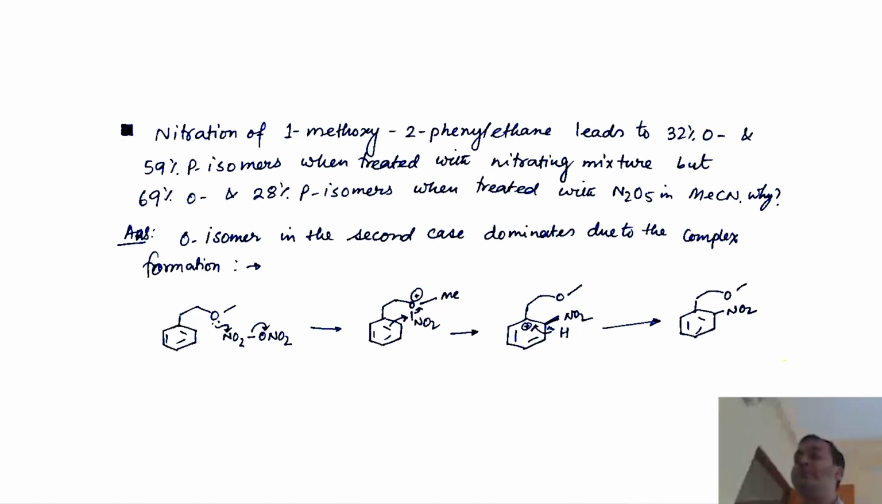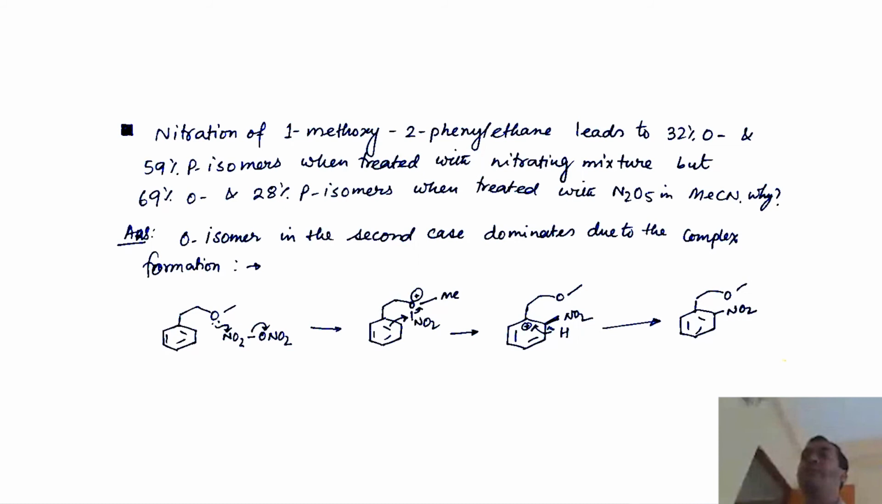Why? So when we are treating with nitrating mixture, the electrophile is NO2 plus, and that can react at either your ortho position or your para position. In the ortho position, because this group is a bit bulky, the reaction can happen at the para position.